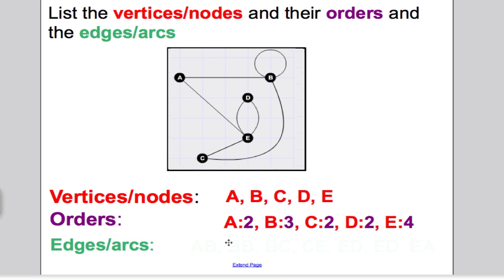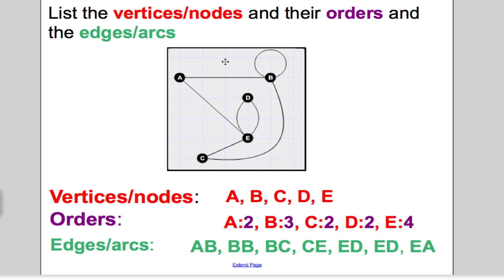Okay, so they were the orders, and the edges this time, well, we had an edge AB, we had another edge which was BB, another edge which was BC, then CE. Then we had 2 DEs, and 1 AE. So AB, BB, BC, CE, 2 EDs and 1 EA. It doesn't matter in this case which way around the letters are, for example, AE or EA. We'll talk about the ordering with a different type of graph later.